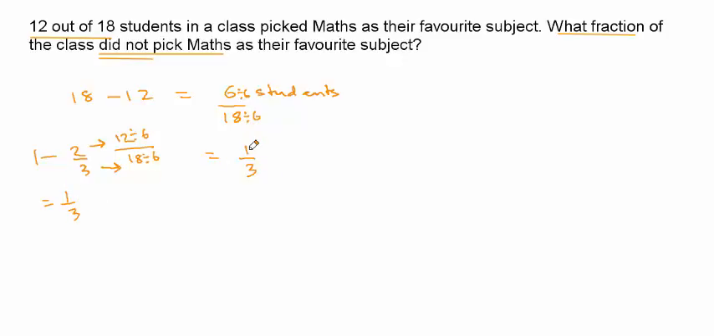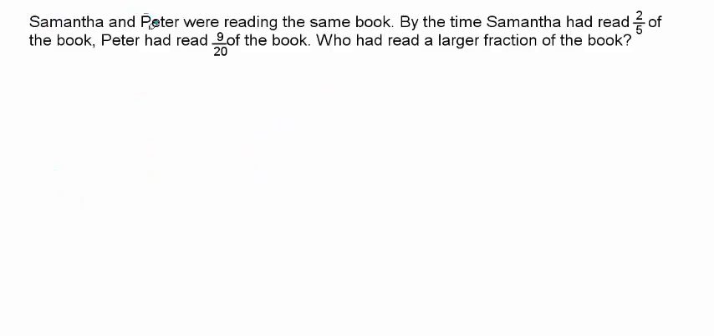Let's look at another one. Samantha and Peter were reading the same book. By the time Samantha had read 2/5 of the book, Peter had read 9/20 of the book. Who had read a larger fraction of the book? So this problem is about comparing the fractions 2/5 with 9/20. Between these two fractions, which is more?